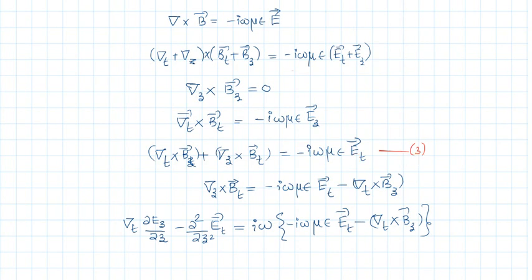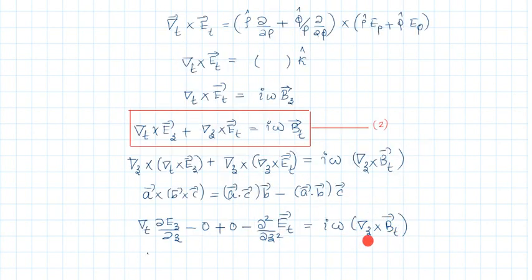From 3, I can find del z cross Bt. Take this term to the right hand side, and you will get this term. This del z cross Bt you substitute in the previous equation.